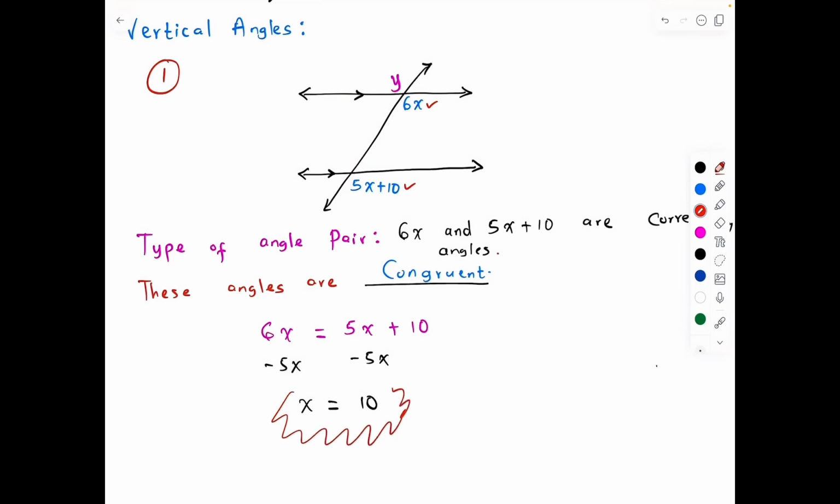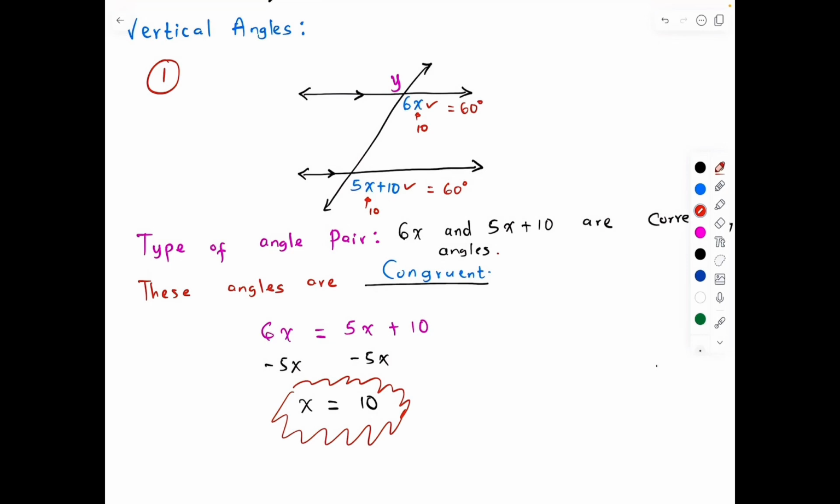And let's go back in and plug x equals 10 into the original one we have, and let's see what we're going to get. If you put 10 right here, then it means 6 times 10, so this is going to be 60. So at the end of the day, this angle is going to be 60. And then if you put 10 right there, we know that 5 times 10 is 50, plus 10 is going to be 62.